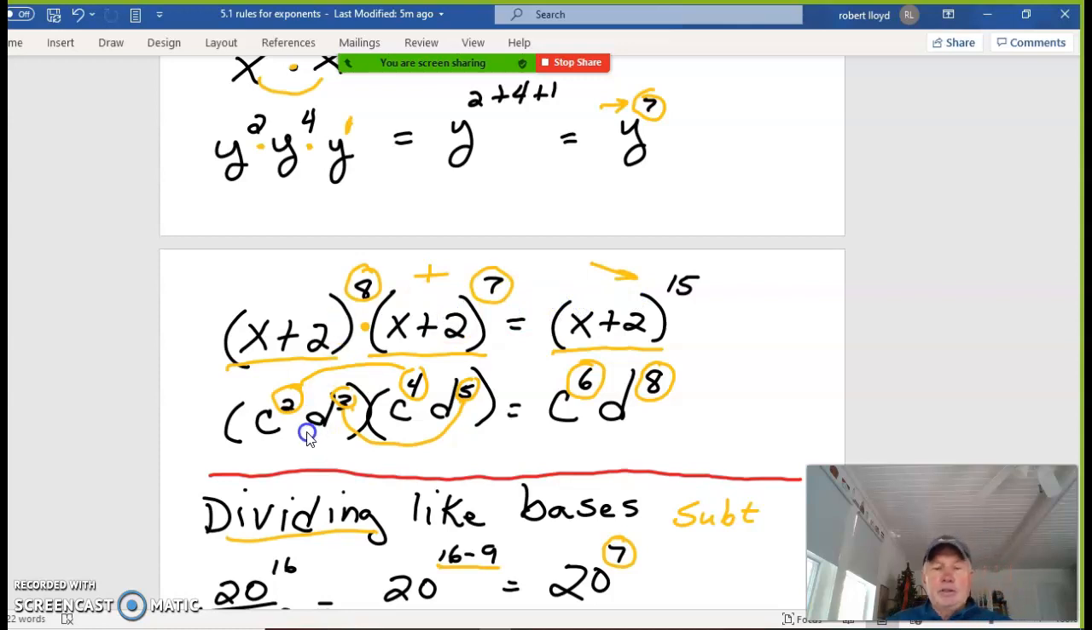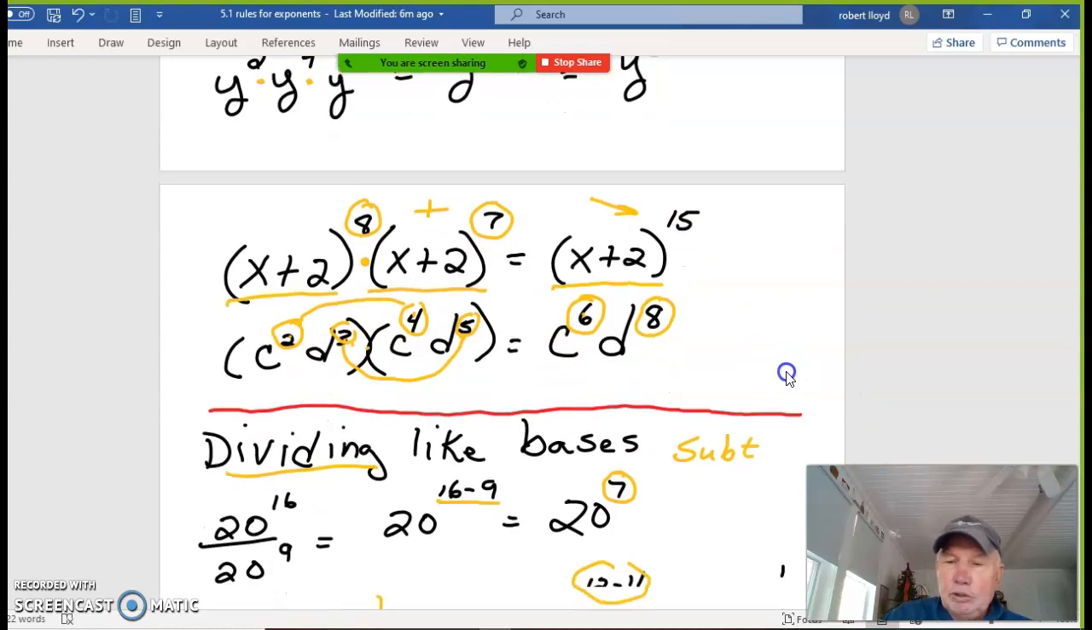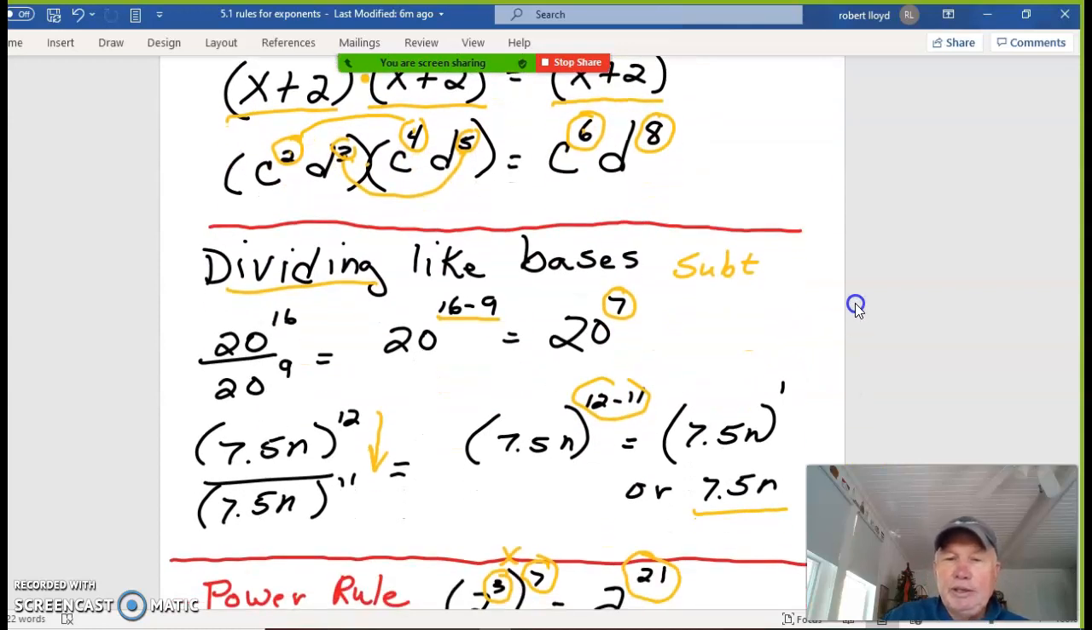Okay, in the next example, we have inside the parentheses different powers, but they're all multiplied, so the same rule applies. So we add the c's exponents together, 2 and the 4 make 6. The d exponents together, 3 and the 5 make 8. So those were examples of multiplying like bases where we add the exponents.